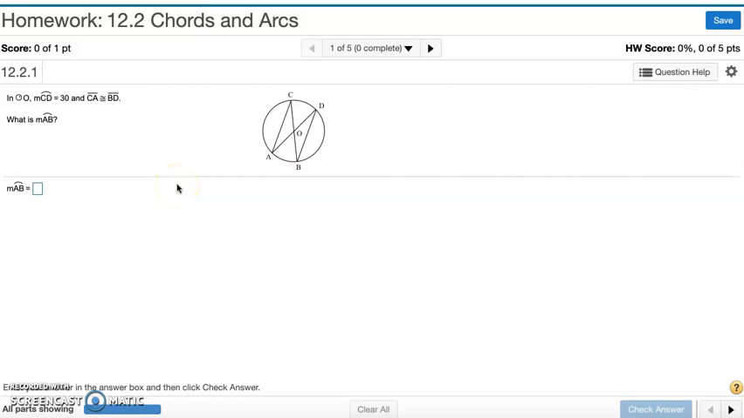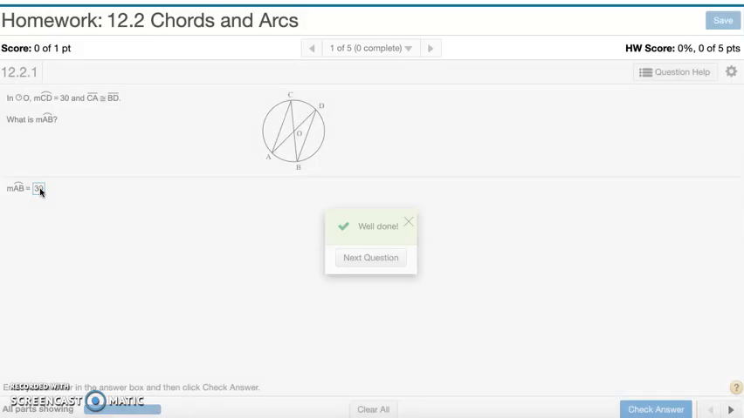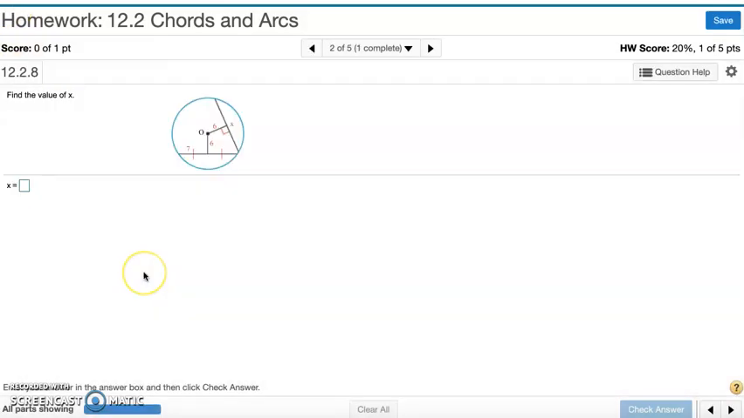12.2 Chords and arcs. Number 1. In circle O, the measure of arc CD equals 30, and side CA is congruent to BD. So when CA is congruent to BD, it means the arc measures of CD and AB are congruent. So the measure of arc AB is also going to be 30. And that's number 1.